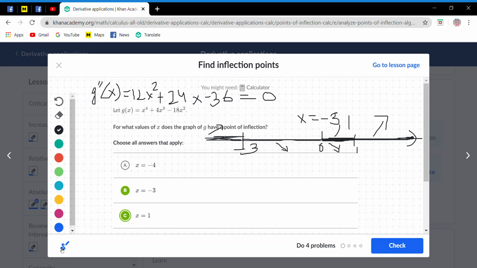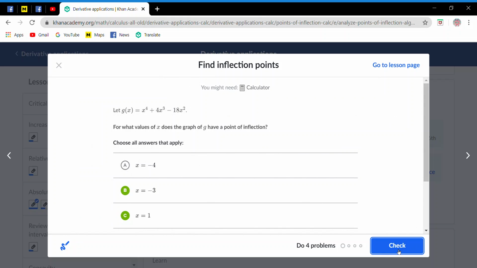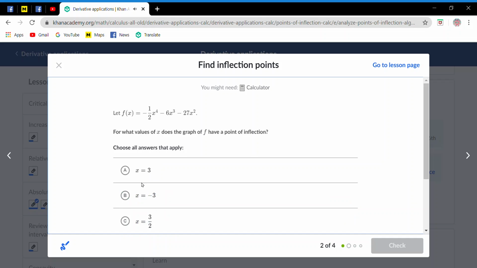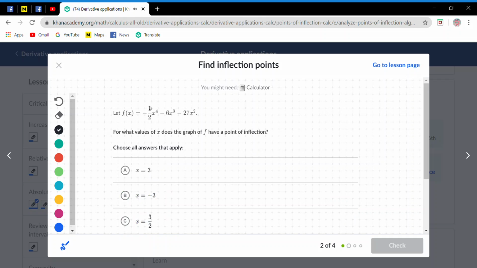So let's check our answer. Let f of x equal negative 1/2 x to the fourth minus 6x cubed minus 27x squared. For what values of x does the graph of f have a point of inflection?